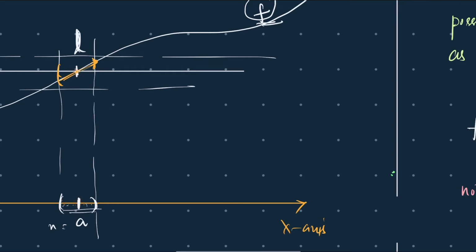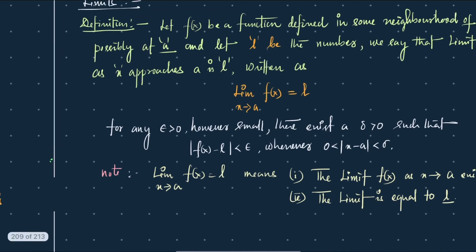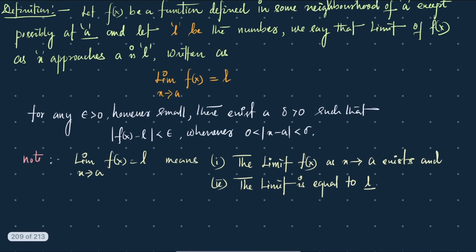It means that the x value may not coincide with A, but the functional value will approach very close to L, whether from the left hand side or from the right hand side. Whenever the left hand limit is equal to the right hand limit, we say the function has a limit. Now you can see a note here.